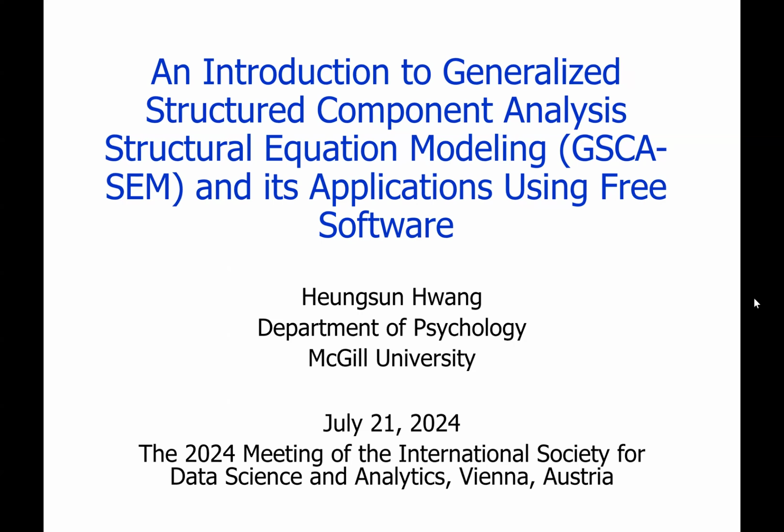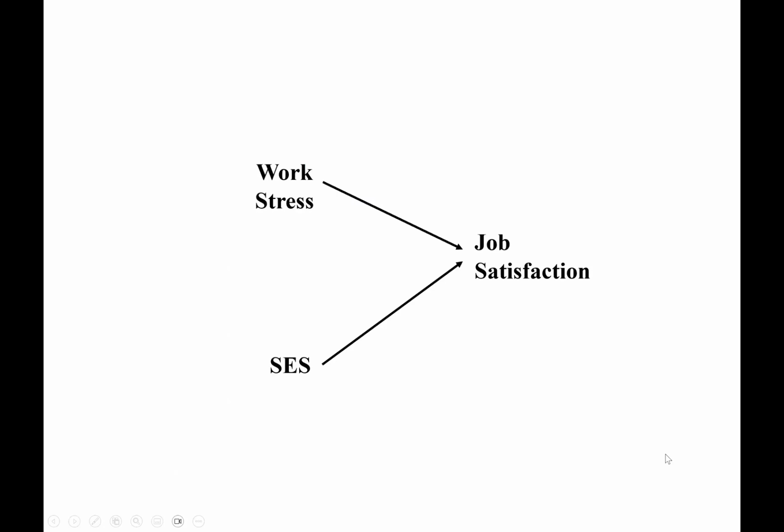Okay, again, thanks for the introduction, Austin, and also thank you everyone for joining this workshop. So let's get started. To start, first actually look at this conceptual model, where we have three different constructs or concepts. Specifically, now we have work stress and SES, social economic status. These two concepts are supposed to influence another construct, job satisfaction. So it's more like a multiple linear type model.